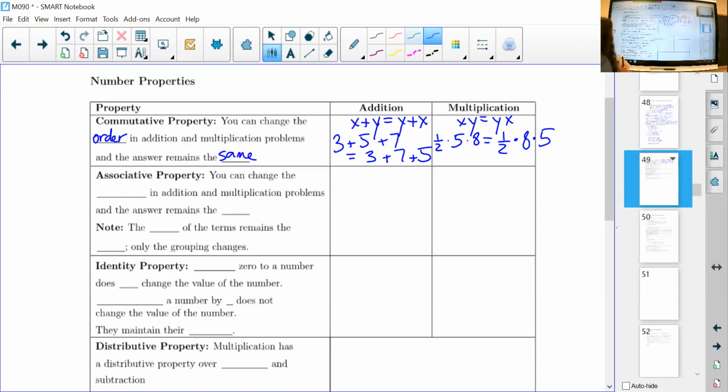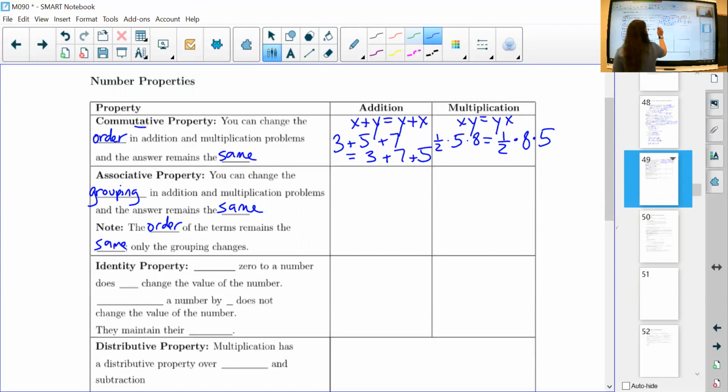The associative property says that we can change the grouping. Change where they associate. Commutative has commuting, like commuting from one place to another. Notice that is commutative, not communicative. A lot of people make that mistake. So associative, we can change the grouping, we change the parentheses, the answer stays the same. Notice that the order of the terms remains the same, it's just the grouping that changes.